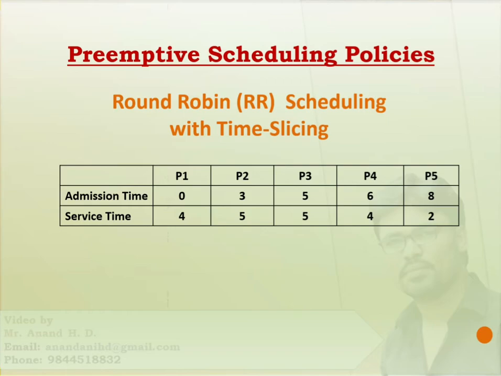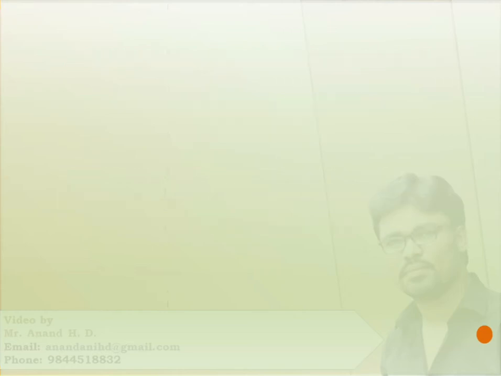Let us schedule these 5 processes by following round robin scheduling with time slicing, considering a time slice delta of 1 time unit. That is, the running process is preempted when the time slice of 1 time unit elapses and that process is put at the end of the queue. Also, we are assuming that a new process that is admitted into the system at the same instant when a process is preempted will enter the queue before the preempted process. So, with this understanding, let us start scheduling these 5 processes.